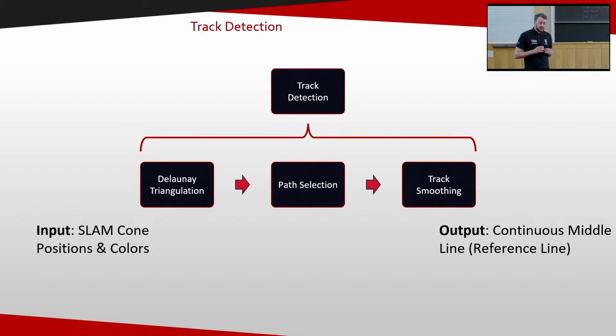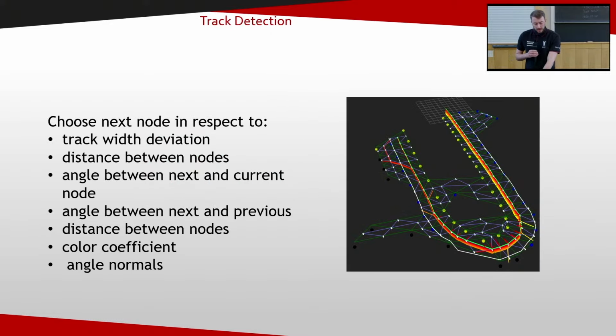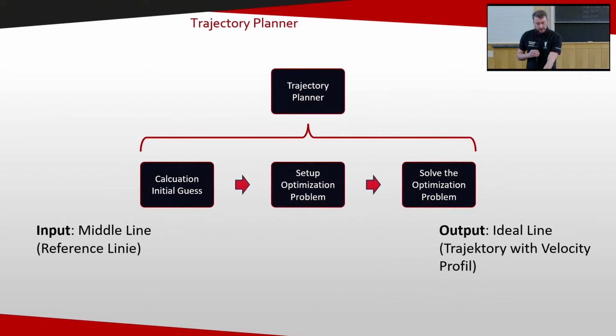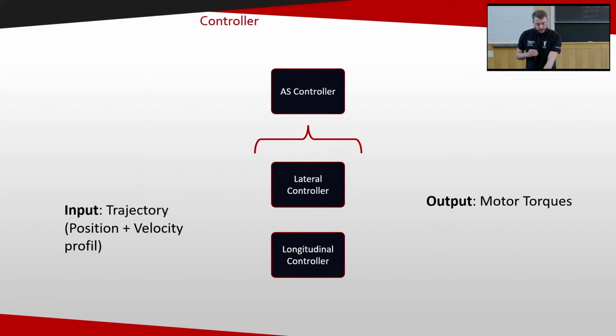So in track detection, we are getting the map of the track out of SLAM, and then we can compute the middle line, which we can then use. Then we have to optimize this middle line, as we want to drive the most optimal line. And when we have an ideal line for the car, then we are simply tracking this line with a controller.